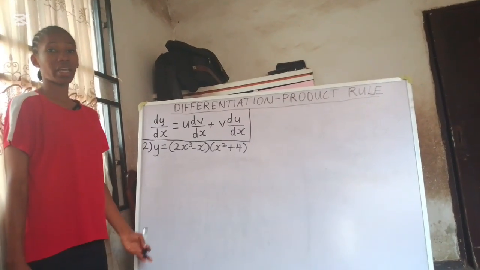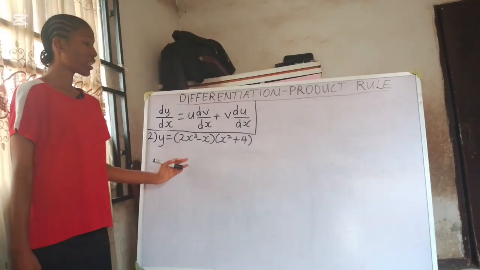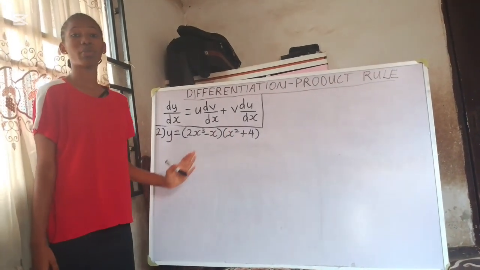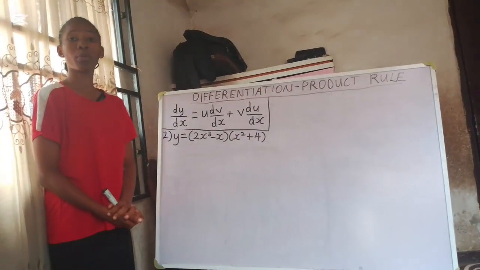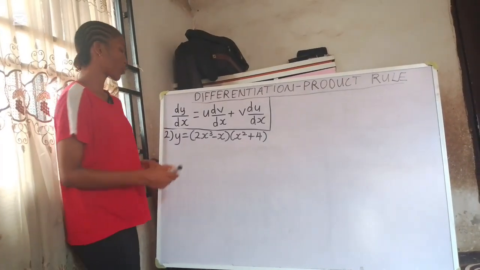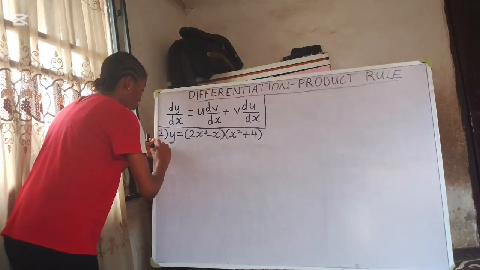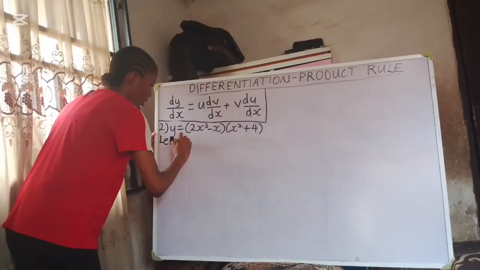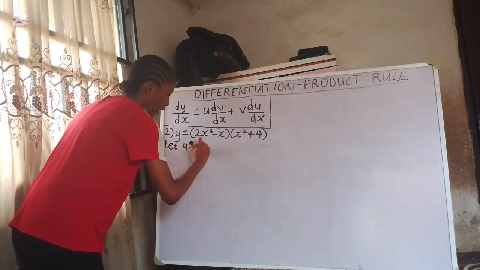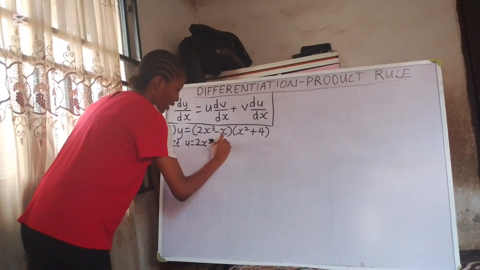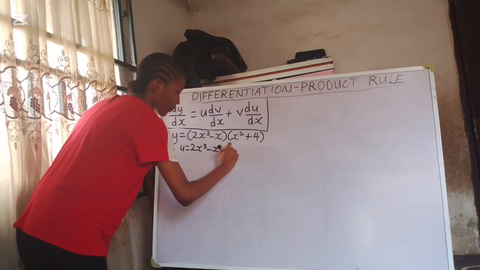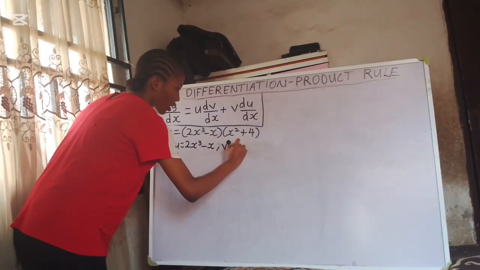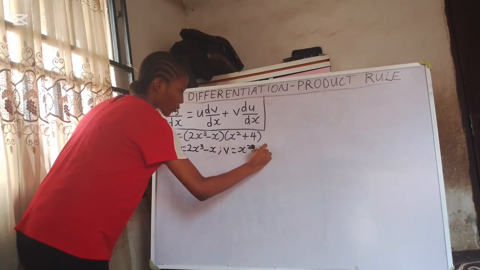Now let's take another example. As we can see here, we also have two functions multiplying each other. So we'll also be making use of the product rule. So in this case, our u is going to be the first function, 2x cubed minus x, and our v is going to be the second function, x squared plus 4.